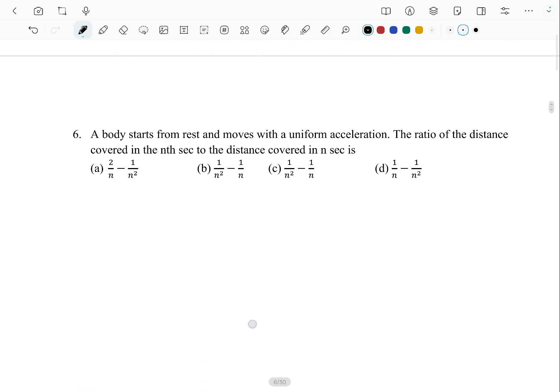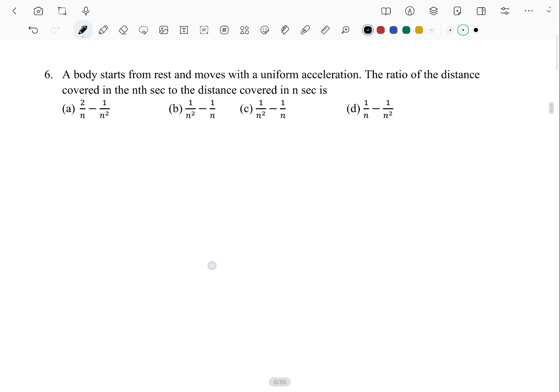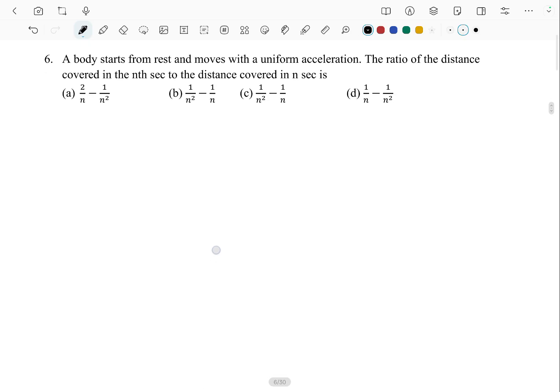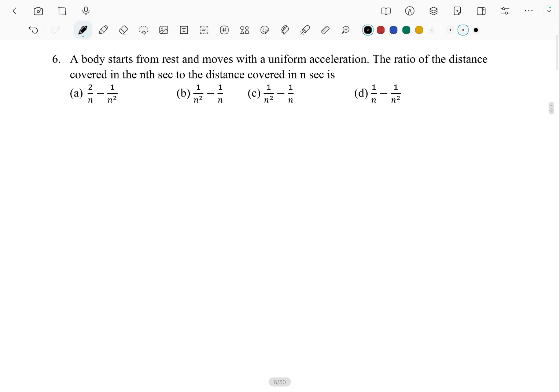Question number 6. A body starts from rest and moves with a uniform acceleration. The ratio of the distance covered in the nth second to the distance covered in n seconds is asked. So what your question asks is x_nth to x_n. You already know to calculate your x_nth: x_nth is equal to u plus a by 2 into (2n minus 1).